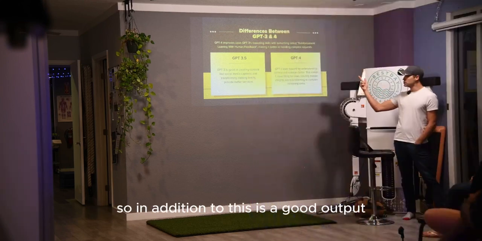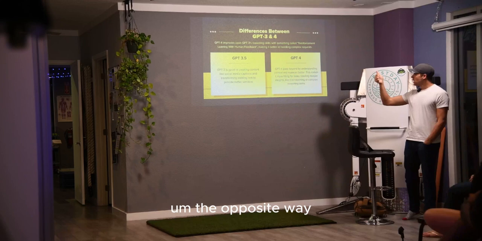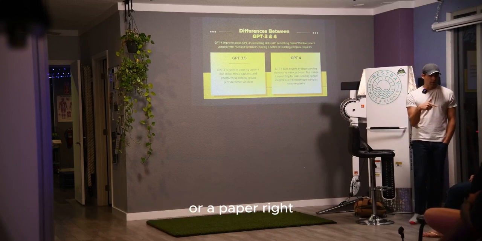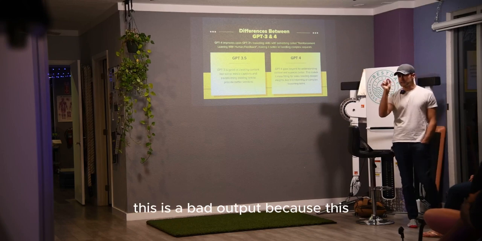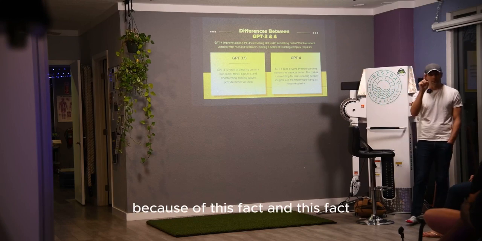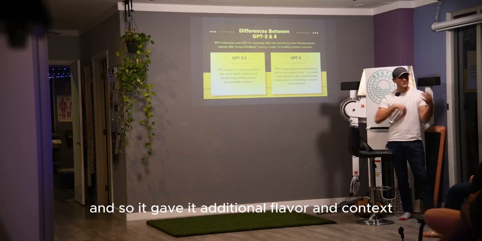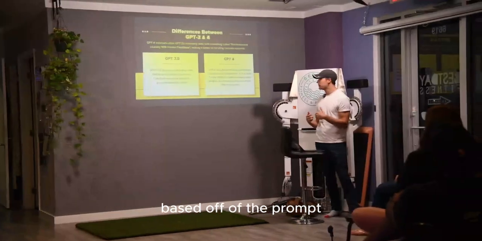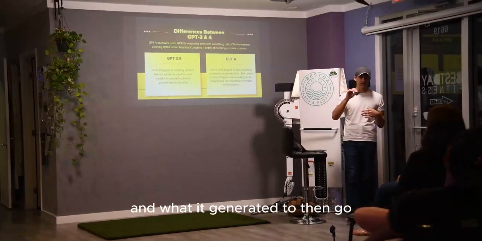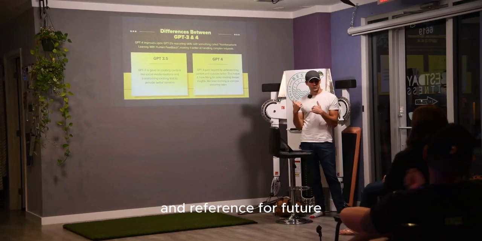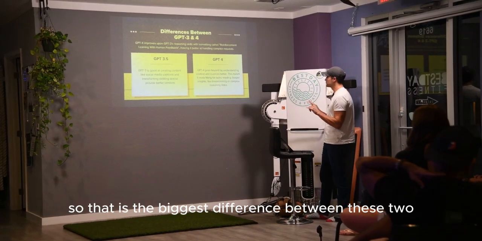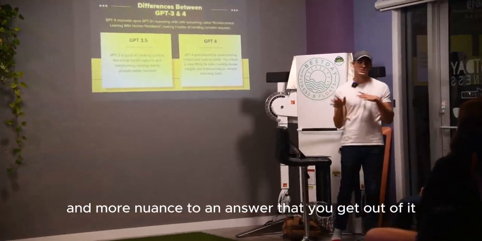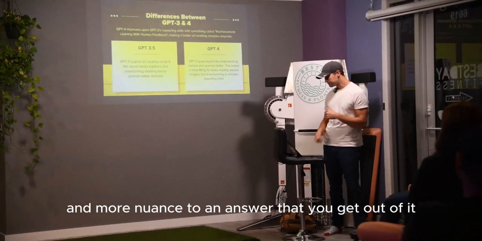So in addition to this is a good output, this is a bad output, they also added comments like an English teacher would for a paper, right? This is a bad output because this, this, and this, or this was a great output because of this fact and this fact. And so it gave additional flavor and context to its training data. So it now has that additional feedback based off of the prompt and what it generated to then go and reference for future iterations. That is the biggest difference between these two, and the reason why ChatGPT 4 is so much better at providing better answers and more nuance to an answer that you get out of it.